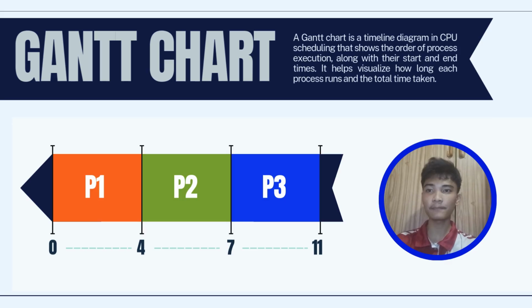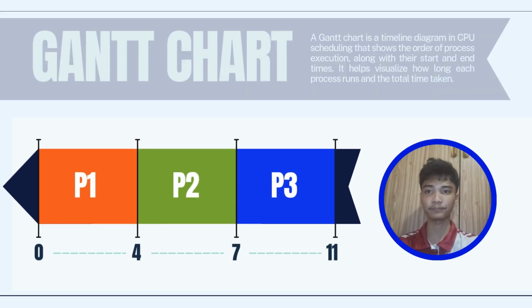So as you can see, process P1 starts first at time 0 and runs until time 4. Next, process P2 begins at time 4 and runs until time 7. Then, process P3 takes over at time 7 and runs until time 11, completing all processes in the queue.